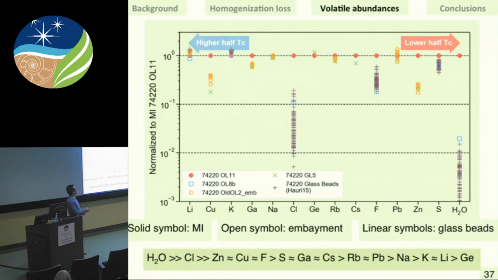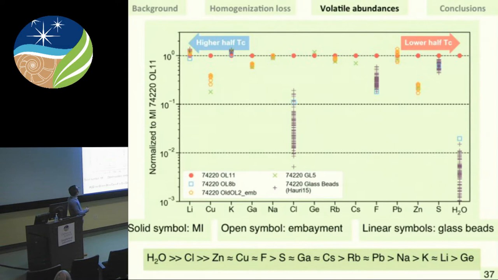So here we compare volatile and moderately volatile element concentrations in the three types of samples. In this diagram, the elements are organized with high half condensation temperatures on the left to those with lower half condensation temperatures to the right. And the vertical axis is the concentrations normalized to the concentration in the melt inclusion. So we have a clear view of how degassing is affecting their concentrations.